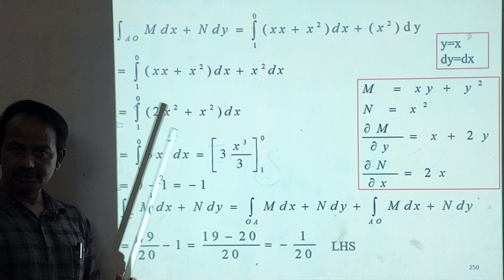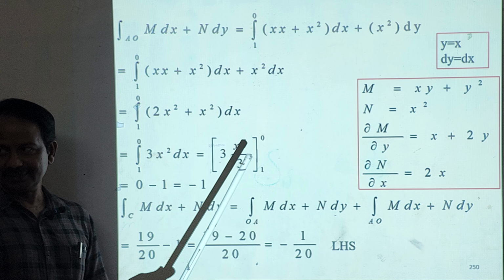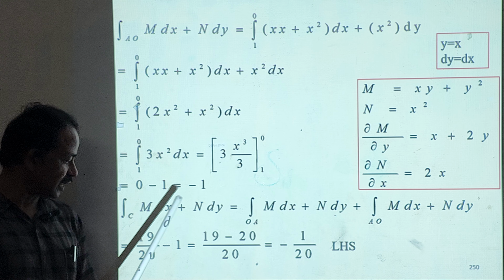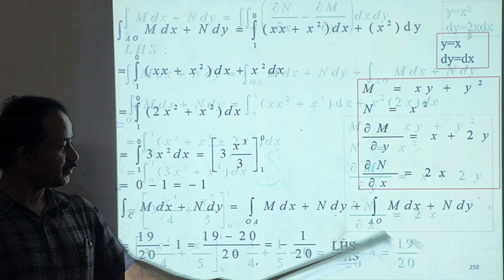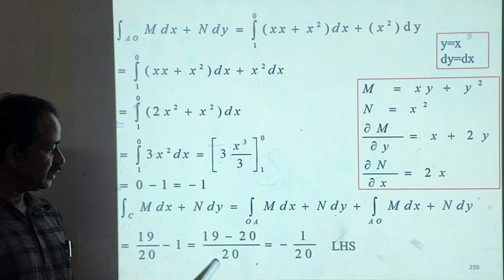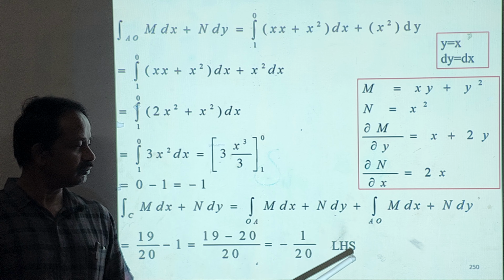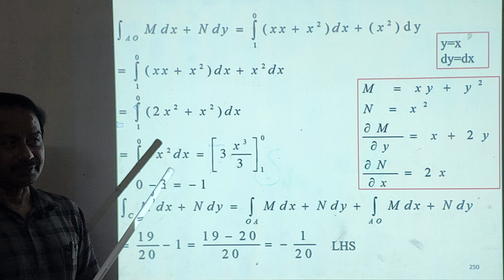So we have found out now two single integrals. Okay. So we will have to add. So that will give you 19 by 20. See here, 19 by 20. Next one is minus 1. Take the LCM, will give you minus 1 by 20, which is the answer for the left hand side.